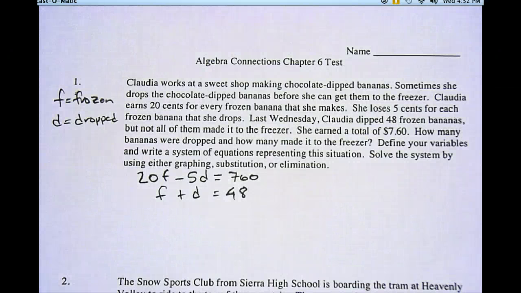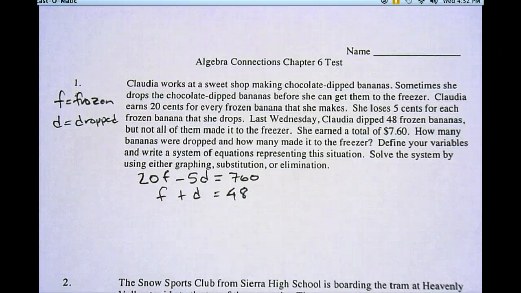Now, I could graph these, but I think that would be really difficult to make an f-axis and a d-axis and try and graph them. I could solve it by substitution, where I solve my second equation for either d or f and substitute that in for the other variable on the other equation. That's very feasible. But the other thing I can do that I think is even going to be easier is I'm going to just use elimination for this one.